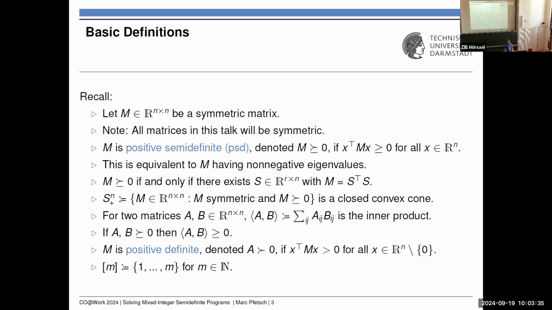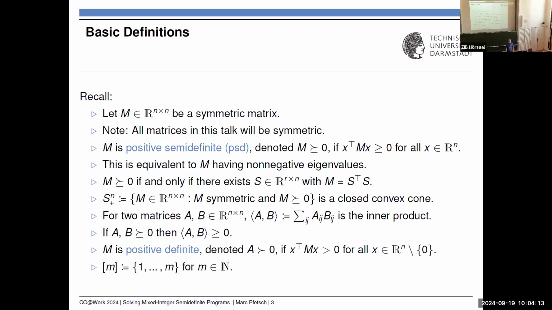Then we'll need a bit of notation. For two matrices A and B, we'll write their inner product, where we sum up all the pairwise products of all entries, by these angle brackets ⟨A, B⟩. This is the inner product of this space. Then we'll need one fact: if we have two positive semi-definite matrices, then their inner product is always greater or equal to 0. It's not hard to see. We'll just need it at one place, I think.